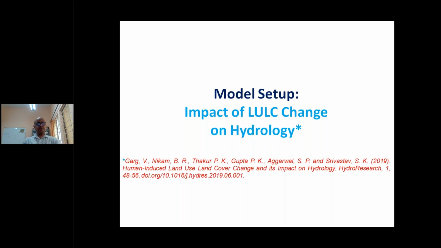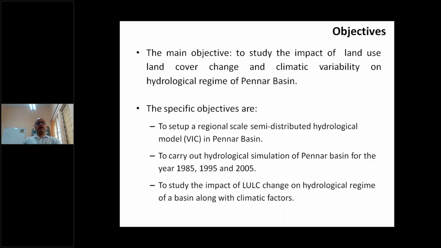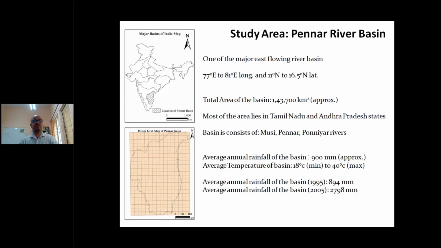Here we have implemented the hydrological VIC model to understand the impact of land use land cover change on hydrology. The objective was to understand the impact of land use land cover change on the hydrology of a basin. Here the study basin was the Pennar Basin in southern India. This is the study area, and the properties of that basin are given here. This is a water scarce basin, so estimating hydrological components is very essential here.